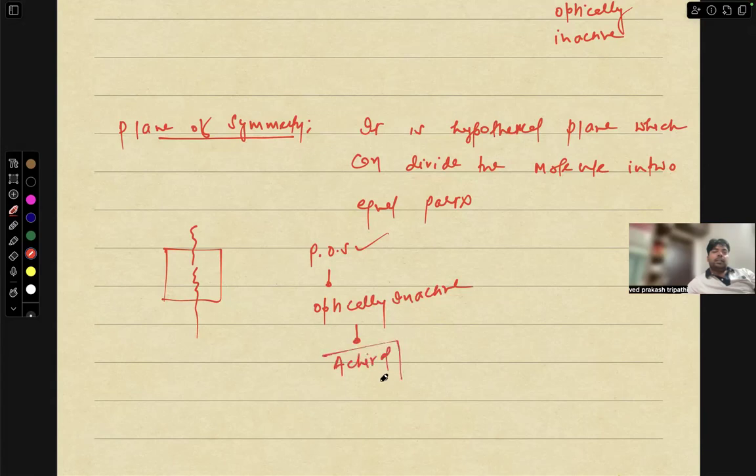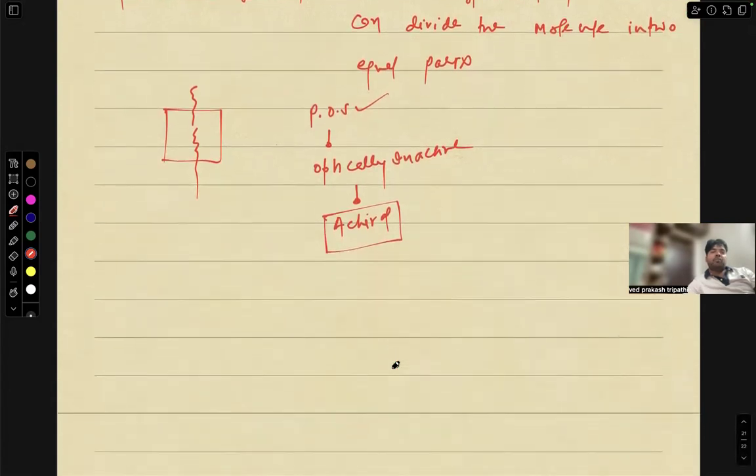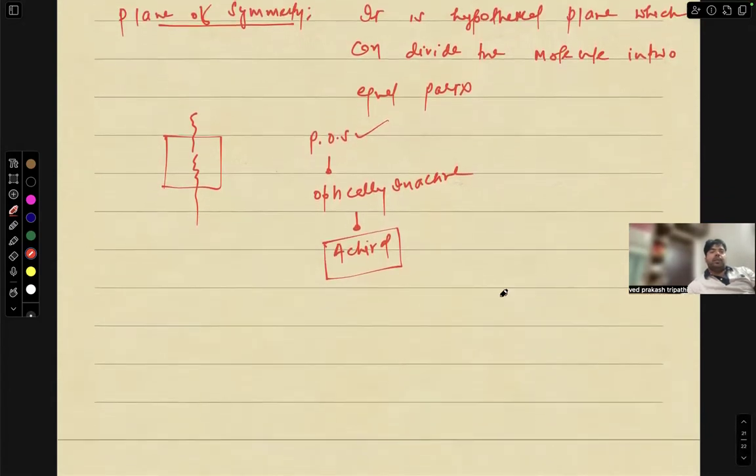Achiral. Okay, so sometimes they can give you some other compounds and you have to figure out which one is a chiral compound, which one is achiral. So this is achiral. Plane of symmetry, you can figure out here as well in these kinds of compounds. You can see it is divisible into equal halves. So we have again a plane of symmetry.